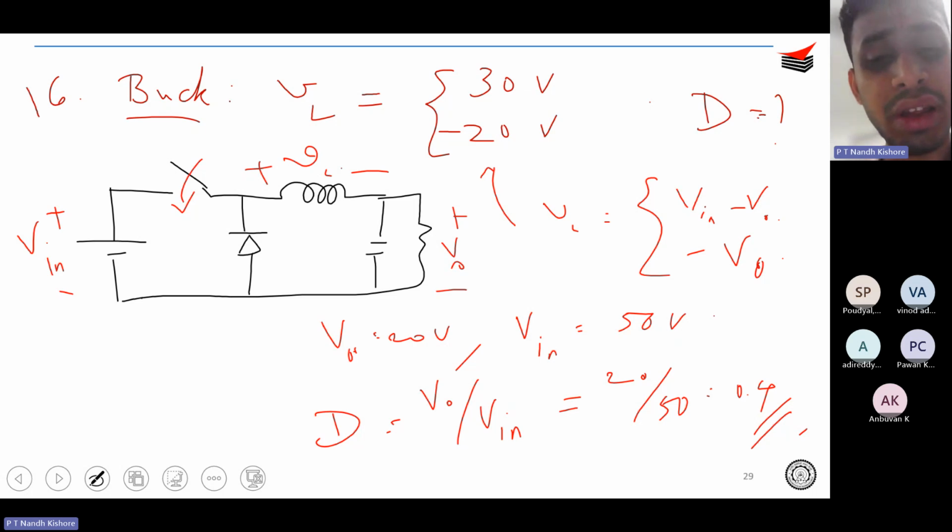So got this question? They have given the voltage across the inductor. They have mentioned that the voltage across the inductor varies from 30 volts to minus 20 volts. Calculate the duty or the period for which the switch is turned on. So you know that in a buck converter, VL is V in minus V naught during the switch on period and VL is minus V naught when the switch is off. So you correlate both these pieces of information and you end up with the values for V naught and V in. Therefore, V naught over V in is your converter duty, and for a buck converter, the converter duty is also D. Therefore, D is 0.4 or 40%, right?